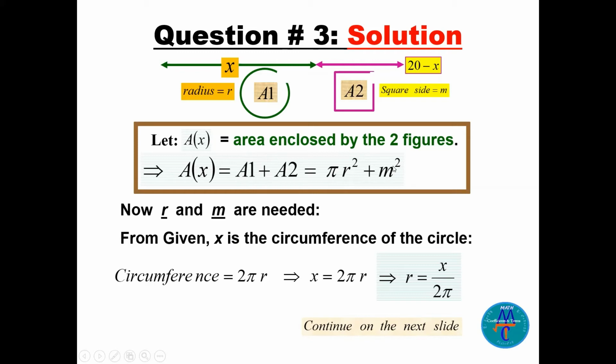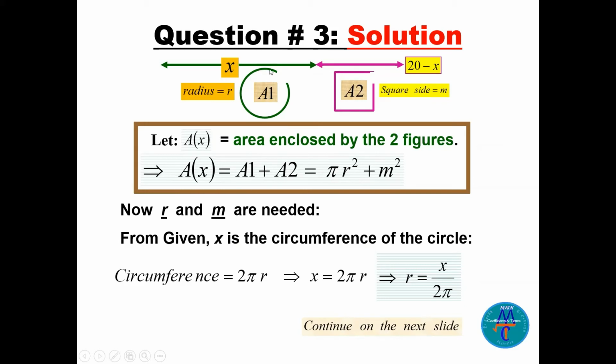Area 2 is m squared, where m is the length of each side. Like length times width. Because the area of the square is the side squared, so m squared. If it is a rectangle, it will be the length times the width. So m squared is the area A2, pi r squared is the area 1. So we need r, and we need m in terms of x, because these are two variables, and we need A of x in one variable, only x.